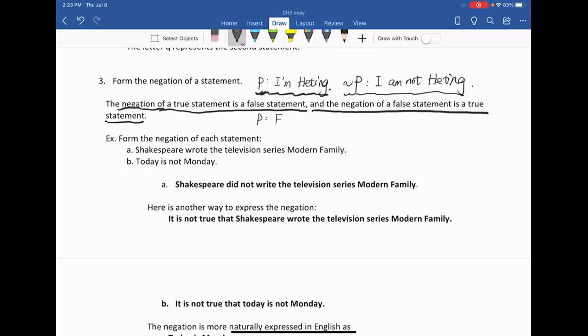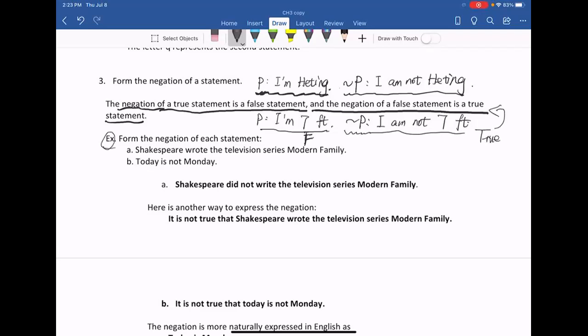If the statement is false, for example, if I say I am 7 feet tall, and the negation is I am not 7 feet tall. So the first sentence is a statement, but it is a false statement. I use F to represent false. So the negation of a false statement is true. So this is the explanation of this sentence.